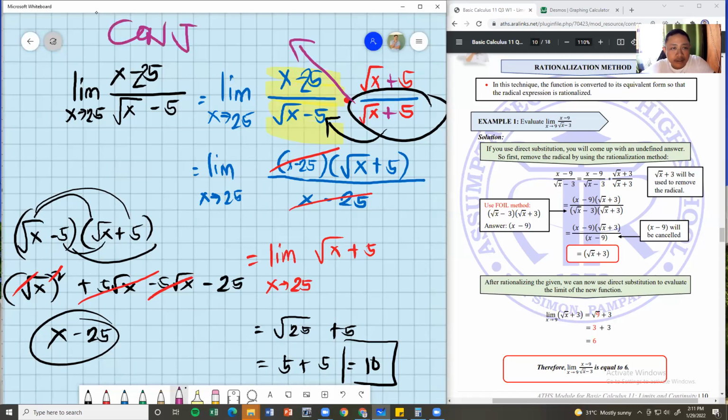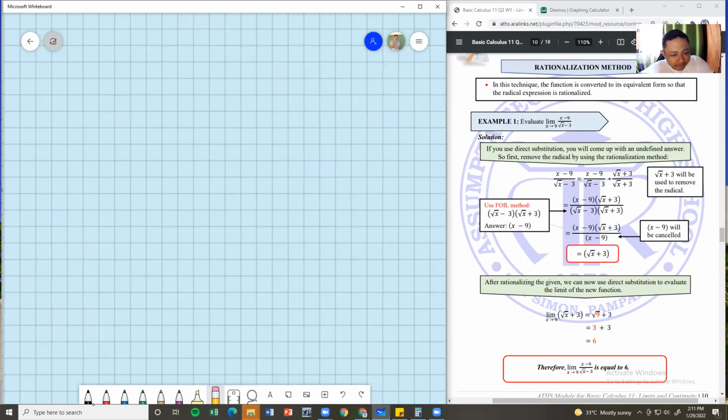Conjugate. Exactly the same terms except the operation in the middle. Whatever it is, get the opposite. That's the conjugate. Can you follow? Now, there's a request. One more example pa po, sir. Okay, sure. One more. Ready?